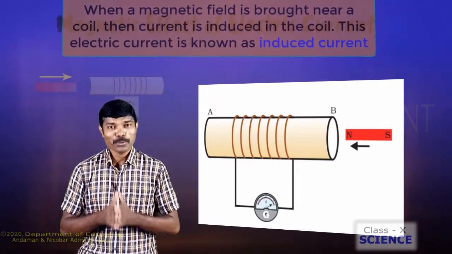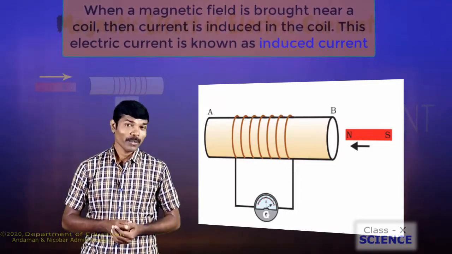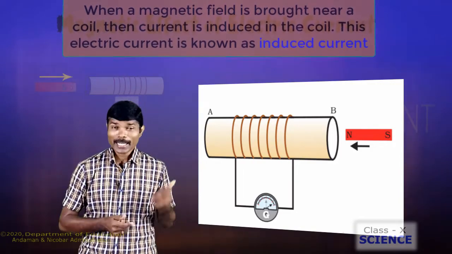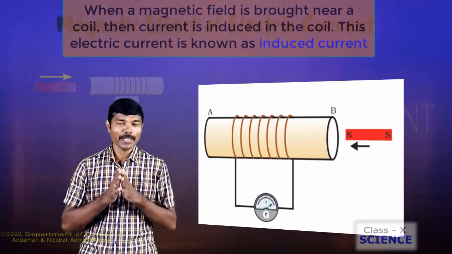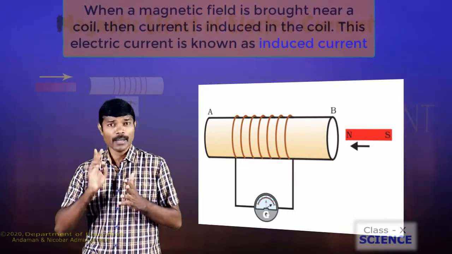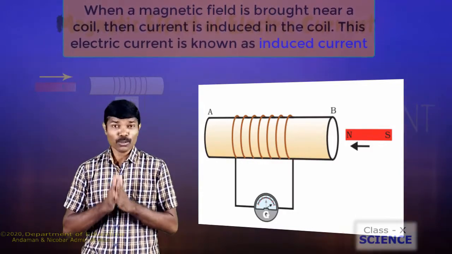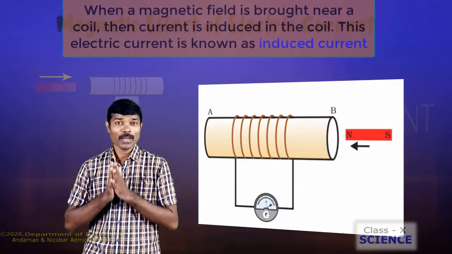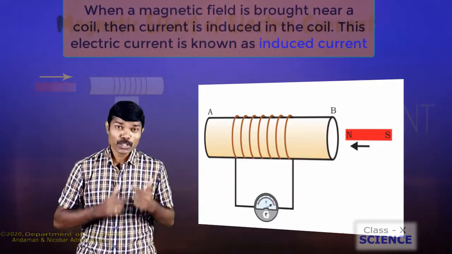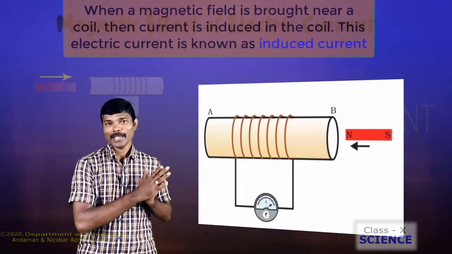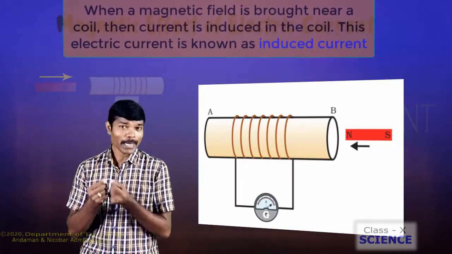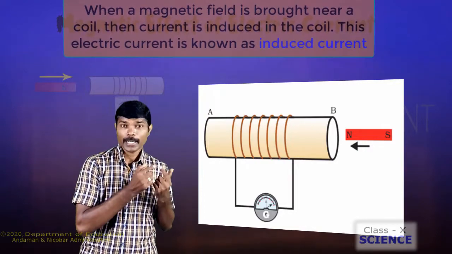The current so produced in the circuit is what we call induced current. Here the current is not produced because of an applied potential difference. Here we don't have any potential difference. The battery is not there, voltage is not supplied. Although we didn't supply any voltage, current is produced. The current is produced because we have brought a magnet near the circuit. Whenever a magnet is brought near the circuit, current is produced.